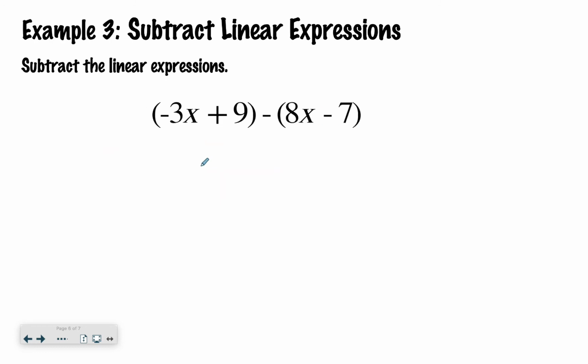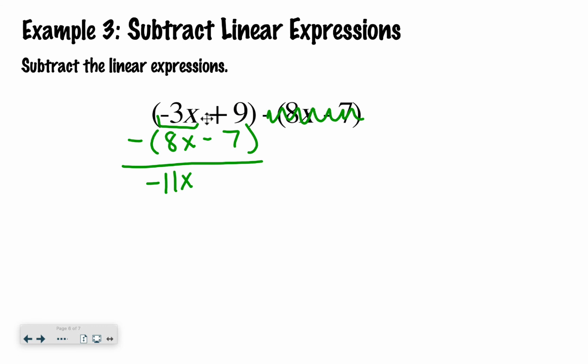Let's do one more example together. So I have negative 3x plus 9 minus 8x minus 7. Okay, and I'm going to do negative 3 because I take the sign in front of my number. Negative 3 minus 8 is negative 11x. And then 9 minus negative, minus the negative becomes plus. So 9 plus 7 is 16. So my answer would be negative 11x plus 16.